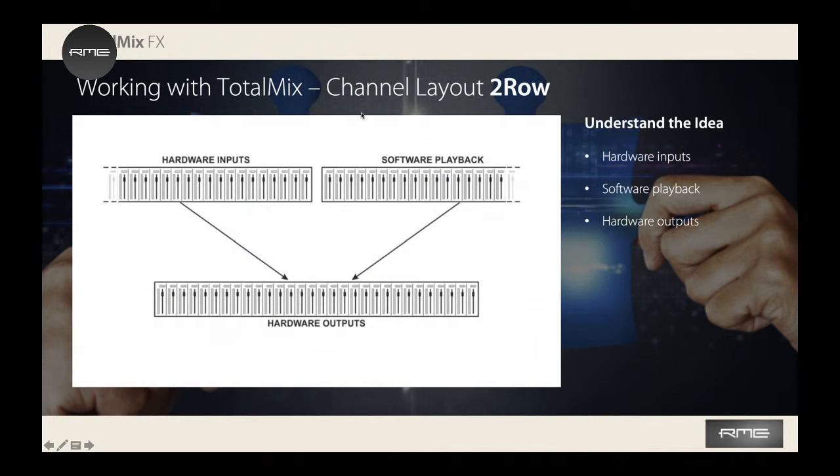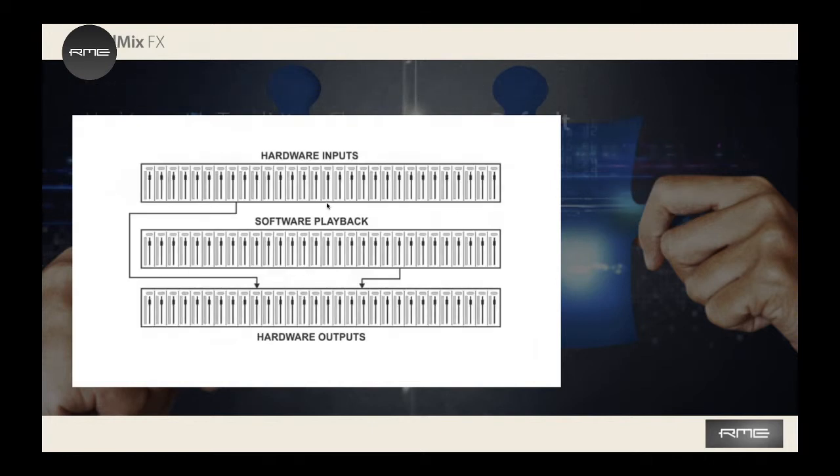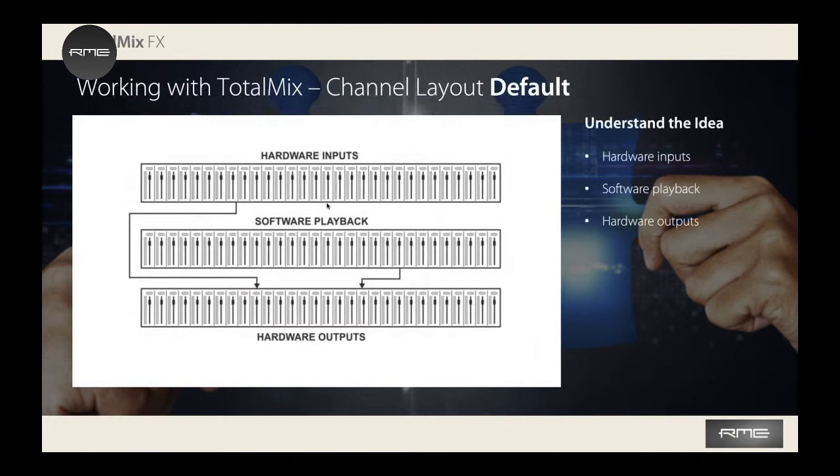Well, TotalMix FX is set up like this. This is the 2-row channel layout. I have all the hardware inputs that I just saw before on the 802, and I have software playback. Everything that is coming from your software, YouTube, Logic, whatever you need, is coming here in your software playback, and I can route that to my hardware outputs. This is the default view of TotalMix. It's actually the same, but just in a different view. So you have your hardware inputs at the top, your software playback in the middle, and your hardware outputs at the bottom.